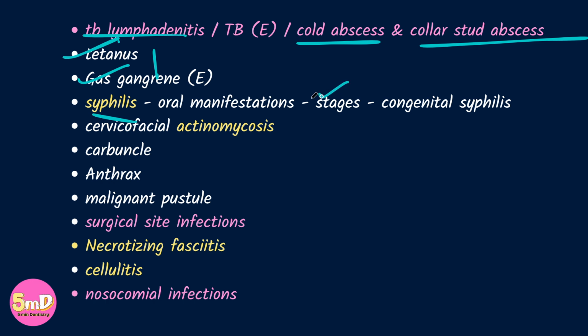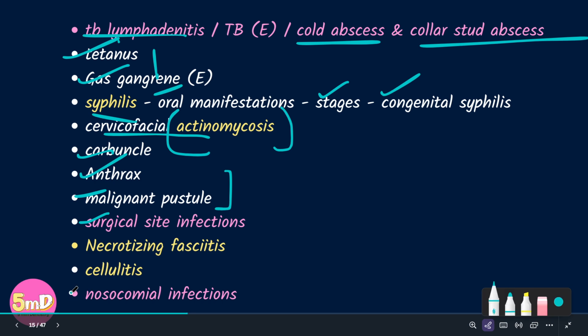Syphilis, they have asked about oral manifestations, stages, congenital syphilis separately. Cervicofacial actinomycosis. Actinomycosis alone has been asked as a question once. Carbuncle, anthrax. Malignant pustule is related to anthrax. Both have been asked. Surgical site infections. Nosocomial infections are infections in the hospital setup, so you should know about that.